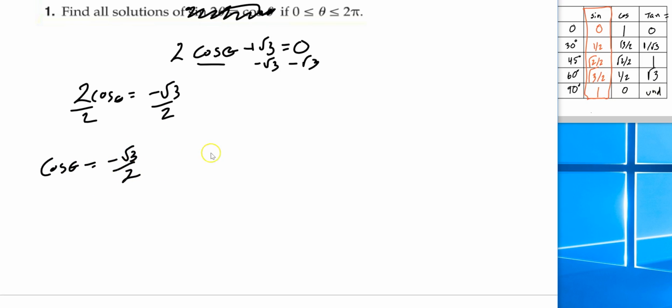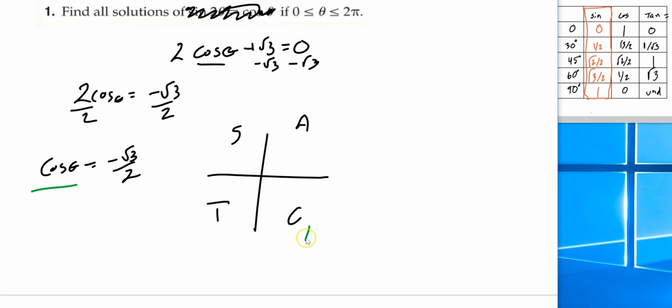So remember, I've got to solve this. First step, next step: All Students Take Calculus. In this case, we're doing cosine, right? I have a cosine graph. Cosine is positive at C and at A, because A is always in, and C stands for cosine, so it must be negative at these two. Now look at my graph. Positive here, negative there. I have a negative value, so I'm going to be in the negative ones: quadrant 2 and quadrant 3.